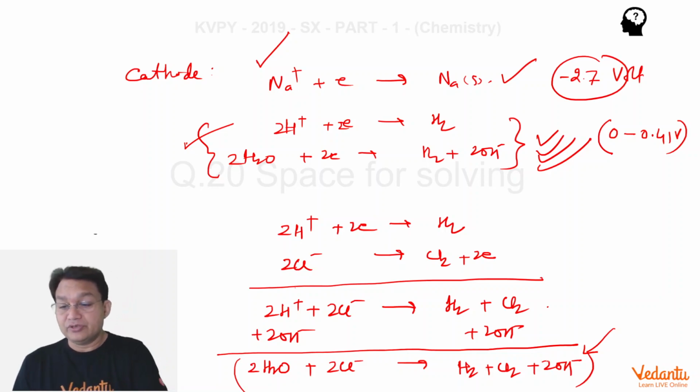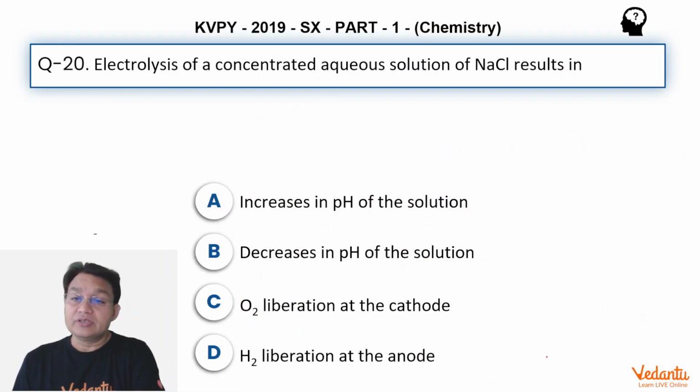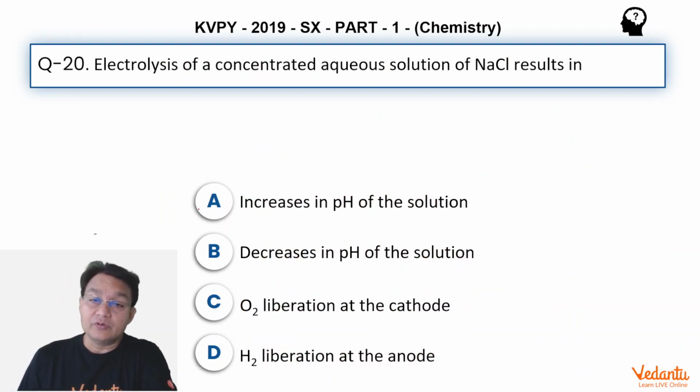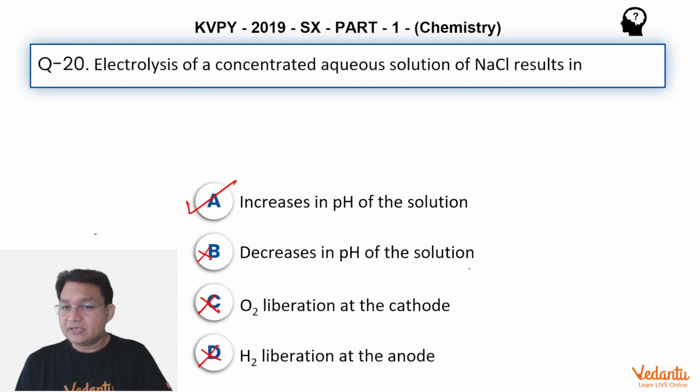What are the correct options? The correct option is increase in the pH of the solution. Decrease in pH of the solution is not possible. O2 liberation at cathode, no, at cathode definitely H2 gas will be liberated, so it's a wrong option. H2 liberation at anode is not possible at all. So these options are also suggesting that you can go for only one option.